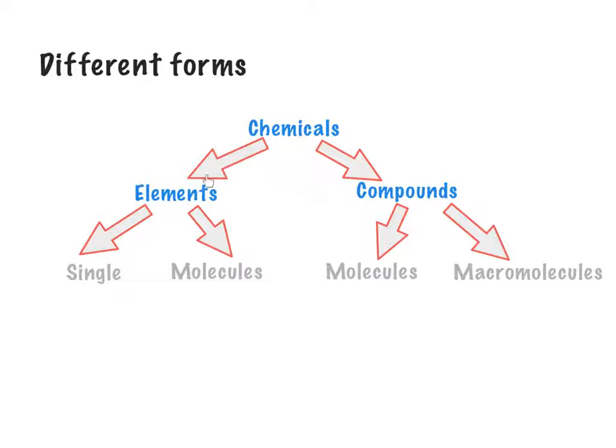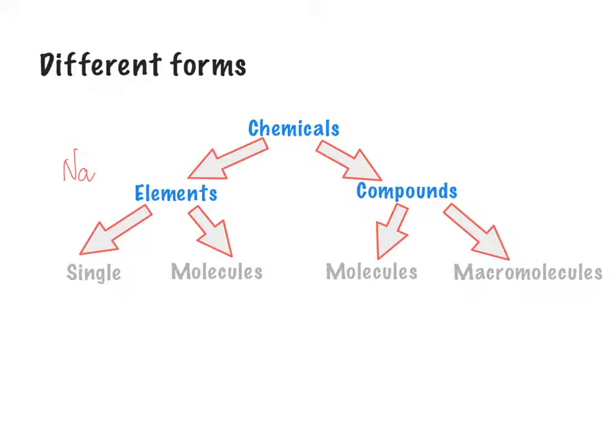So if we follow the arrows down here and we go with the elements, we find that most elements are singles. In other words, we show them as occurring by themselves. And this is especially true for metals. Whenever we show, for example, sodium metal, we just show it simply as Na. We don't show it as Na2, Na3, Na5. We know though that in reality, sodium is really a whole group of sodium atoms together.